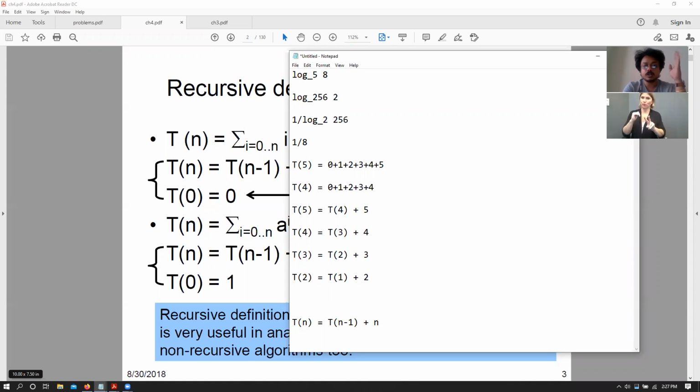So T of 3 equals T of 2 plus 3, T of 2 equals T of 1 plus 2, and then T of 1 equals T of 0 plus 1. But what is T of 0? We can't just say T of minus 1, because a negative n is not possible. That would mean that running the algorithm increases the capacity of your computer, right? So T of -1 is not a thing.